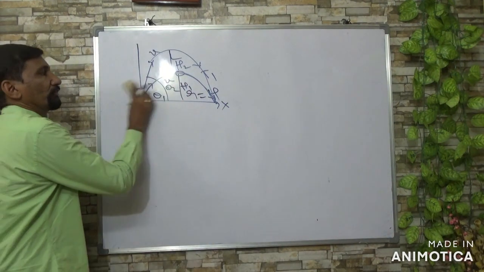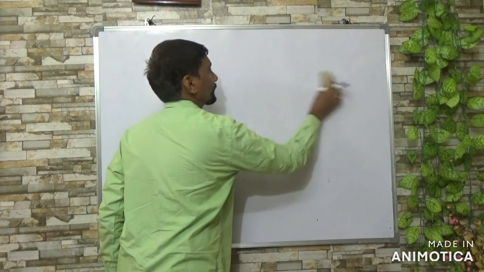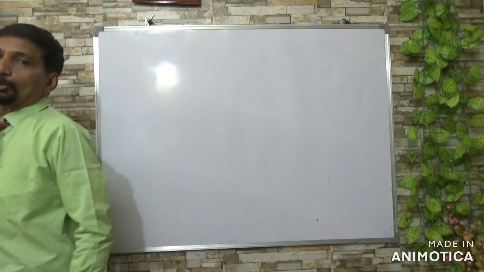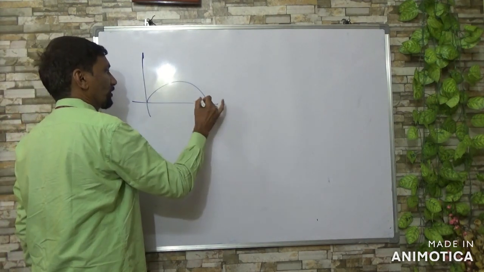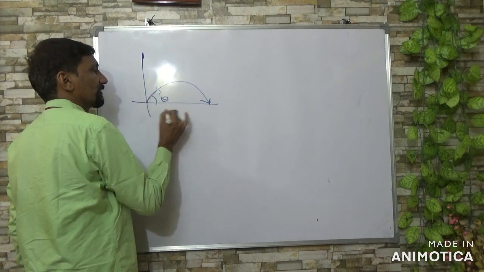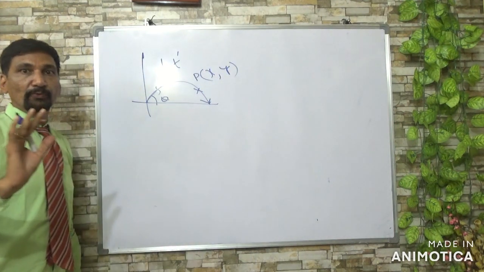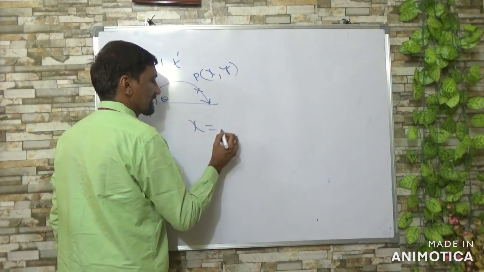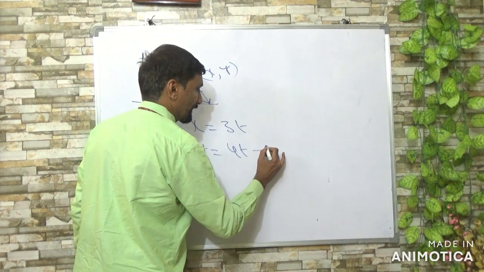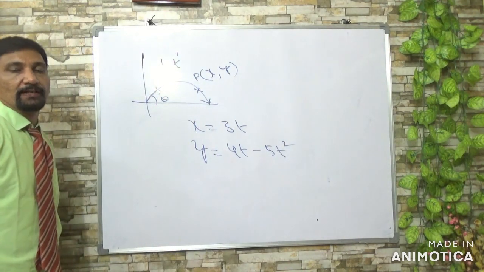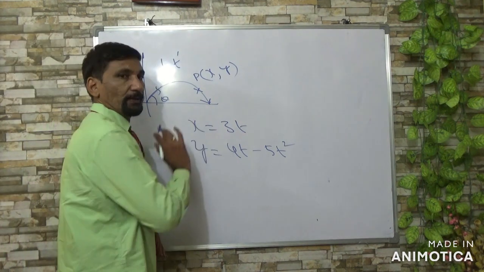Now suppose you are given a question. A body is thrown at an angle theta from a point P. After time t seconds, its displacements are given, right? Say x is given as 3t, and y is given as 4t minus 5t square. They may ask you to find the height, flight time, and range, all three.